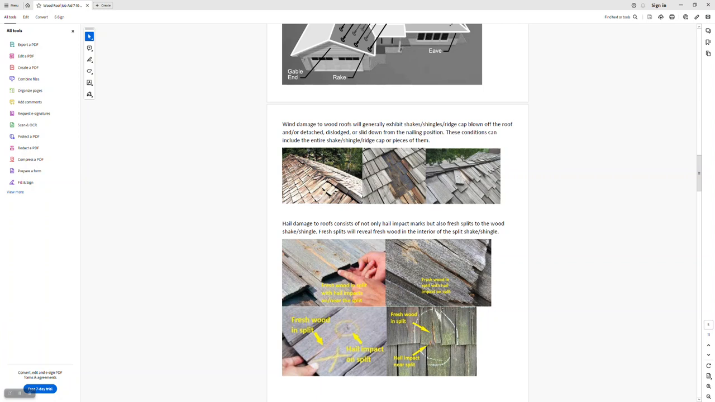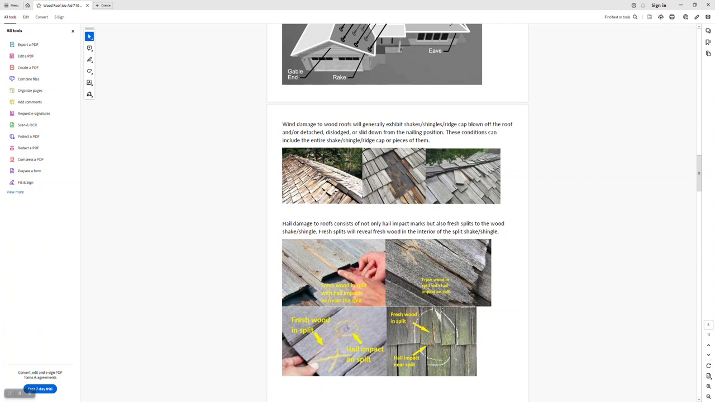If you can see some fresh wood underneath, that's an indicator that it is fresh damage. That's something you always want to look at. If you see some shake blown off, some ridge cap blown off, and you see underneath that it's just weathered, the same color and condition as the surrounding shingles that have also been exposed to the elements, you may want to question the age of that damage. It may not be that current.